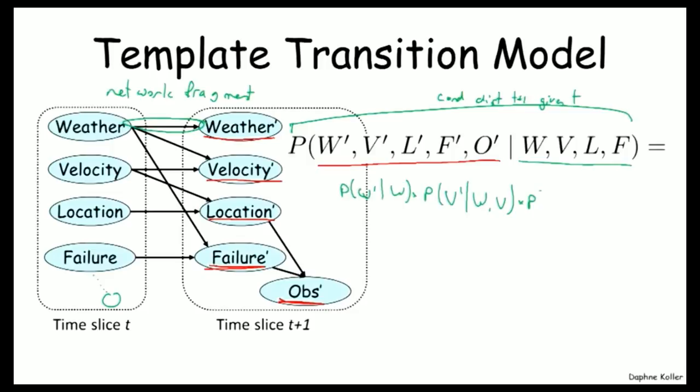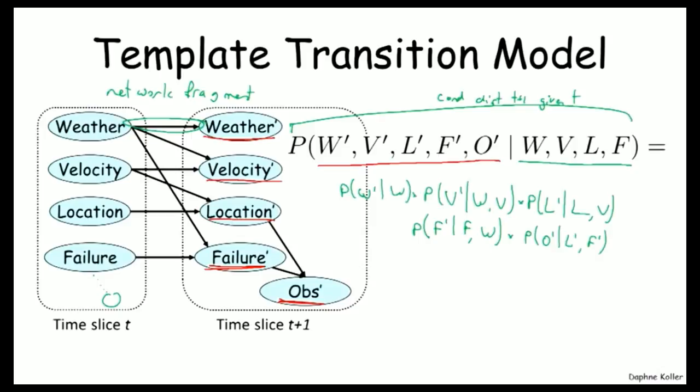The probability of the location at time t plus 1 given the location at time t and the velocity at time t. The probability of the sensor failure at time t plus 1 given the failure at the previous time and the weather, which indicates that once the sensor has failed, it's probably more likely to stay failed, but maybe rain can make the sensor behave badly. And then finally, the probability of the observation at time t plus 1 given the location at time t plus 1 and the failure at time t plus 1.